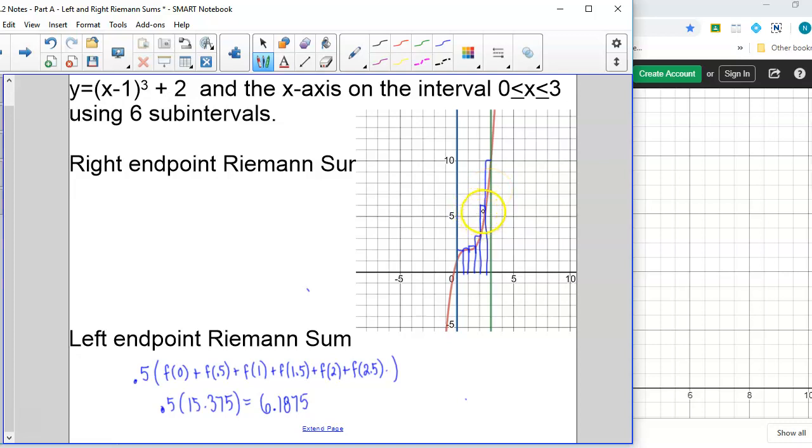So if we were going to find the area of all those rectangles, the width of each one is still 0.5, and the height this time, so for that first rectangle, if we're using the right sum, the height of that rectangle is not f of 0. It would be f of what? 0.5. And so the height of the first one is f of 0.5. The second one would be 1. The third would be 1.5. The fourth would be 2. The fifth would be 2.5. And the last would be f of 3.